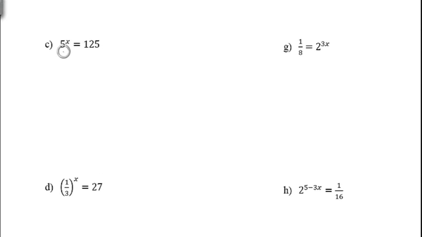On our next example, we have 5 raised to the x is equal to 125. So we have 5 raised to the x, and we want to write 125 as 5 raised to some power. 5 squared is 25, and if you type in 5 cubed on your calculator, you'll get 125. So we would write 125 as 5 cubed, and that gives us x equals 3.